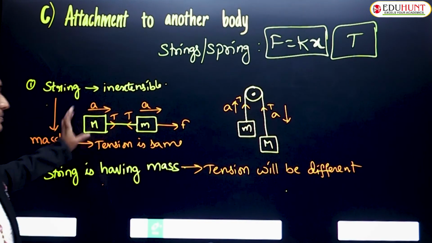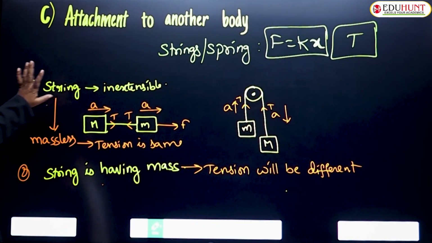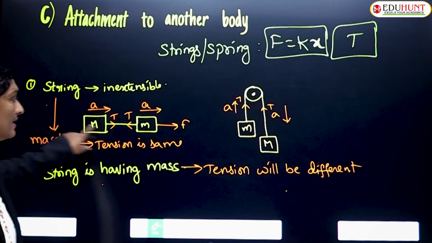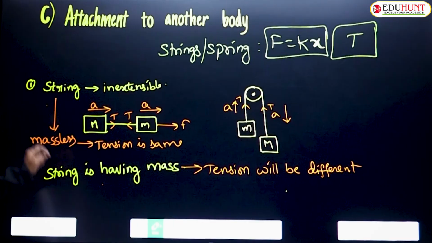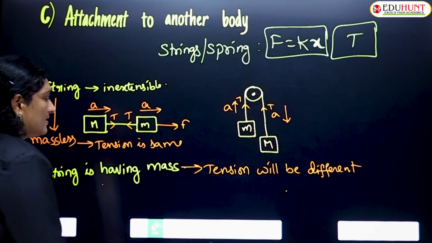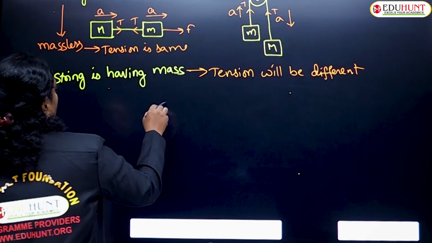String inextensible, acceleration of both the blocks will be the same. Whether the string is inextensible, and the string is massless, if the string is massless, tension is the same at every point. But if the string is having mass, tension will be different at different points. So for this, let us try to understand with a proper example.